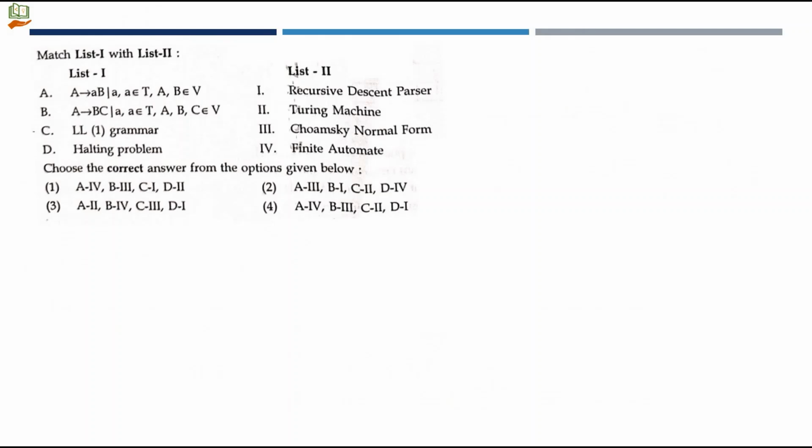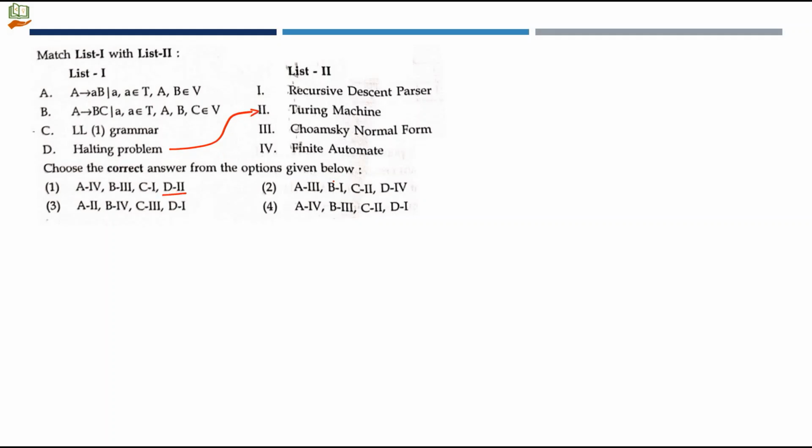Next question, match list 1 with list 2. Let's start with the very well-known halting problem. Whenever we talk about Turing machine, we start with the halting problem. So D will be mapping to 2. D2 is available only in one option.